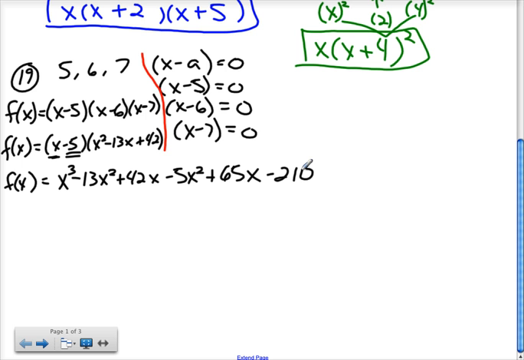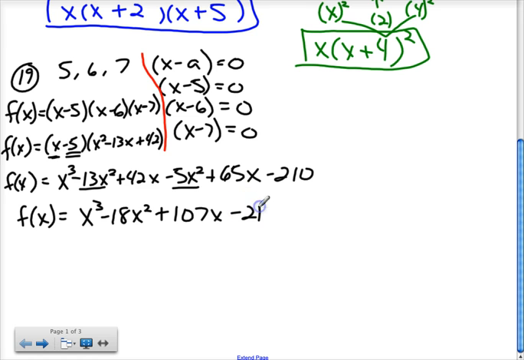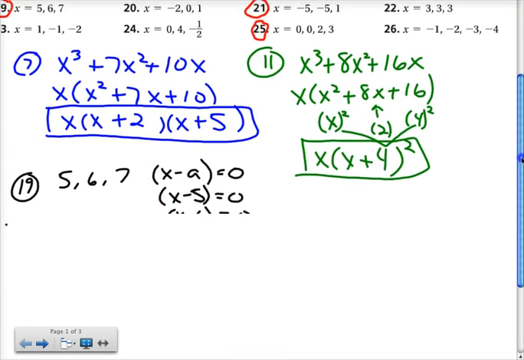Now I'm going to go back and combine any like terms. I only have one x cubed term, but I have a negative 13x squared and a negative 5x squared, so that's negative 18x squared. Then I have a 42x and a 65x, and that's 107x minus 210. So that's my polynomial function that's going to make that happen. And just like we talked about in class, this is another thing that you just want to do slowly and surely because there's a lot going on and you want to make sure that you keep track of everything. Then, number 21.